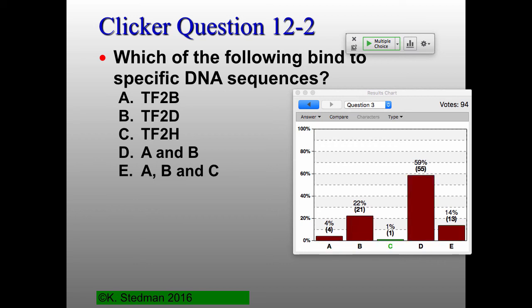So, what does TF2B bind to? TF2B binds to the BRE. TF2D, through its subunit, the TBP, binds to the TATA box. TF2H binds to all those other proteins, so not to the DNA. So D is correct.